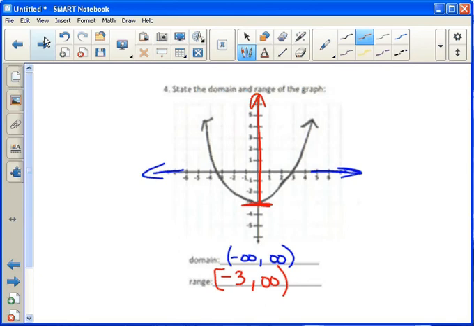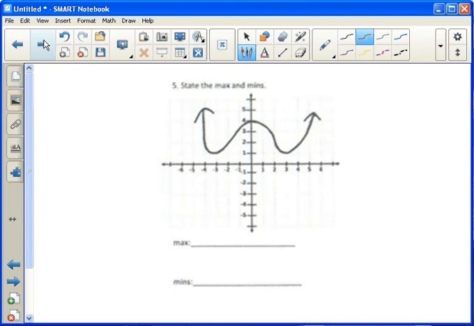Okay, state the max and min. So here you're just looking at, just like it's a roller coaster, for the bottom of a hill and the top of a hill. So we would have minimums right here, and we would have a maximum right here. These you need to give me the ordered pair. So the ordered pair for the maximum would be at 0, 4. The ordered pair for the minimums, there's two of them. We would have it at -3, 1, and positive 3, 1. Again, just look for the peaks and the valleys, the top of a hill and the bottom of a valley.